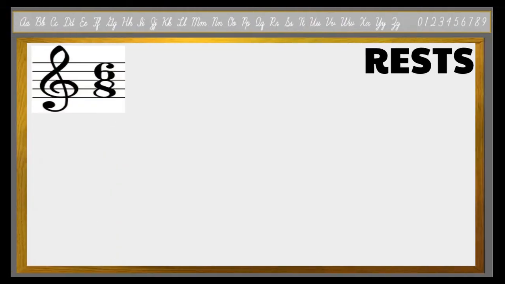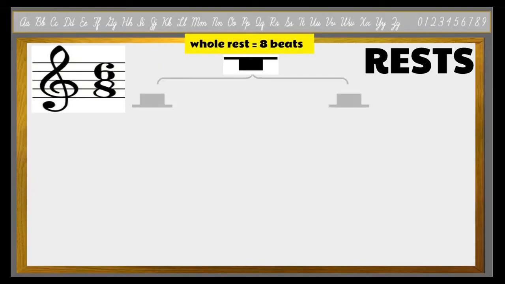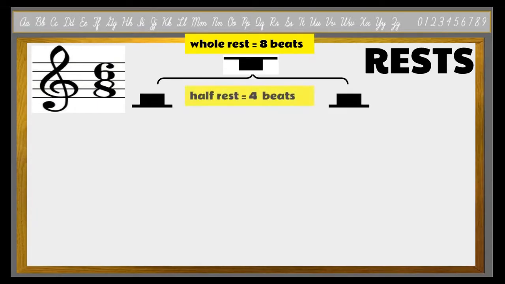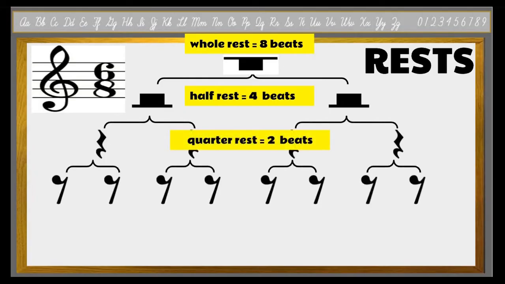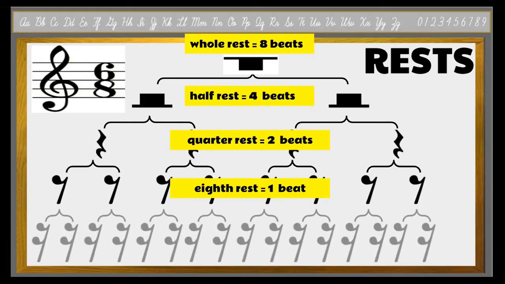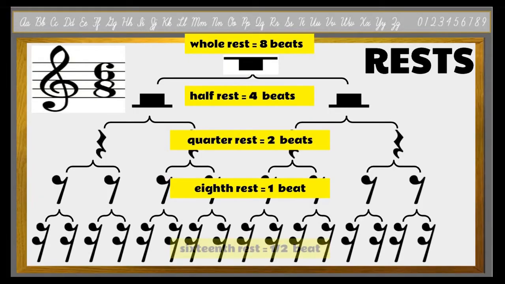The same with rests. Whole rest receives 8 beats. Half rest receives 4 beats. Quarter rest receives 2 beats. And every 8th rest receives 1 beat. 16th rest receives 1/2 beat.